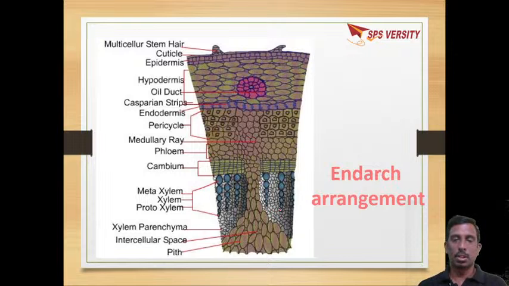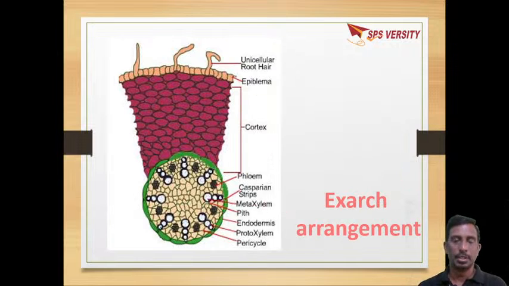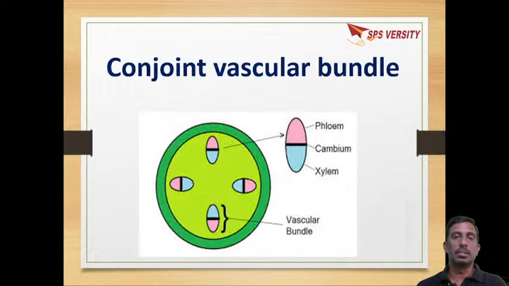So this is endarch arrangement. This is protoxylem. This is metaxylem. Metaxylem is present towards periphery and protoxylem is present towards center. This is roots, where protoxylem is present towards periphery. This is protoxylem which is present towards periphery. Metaxylem is present towards center.